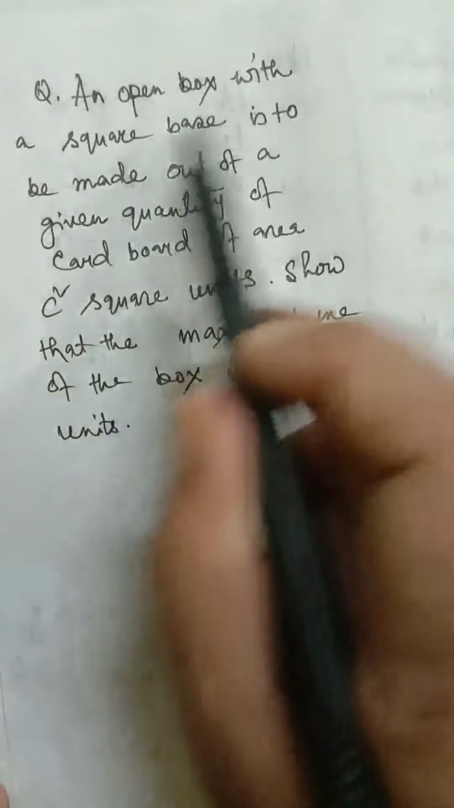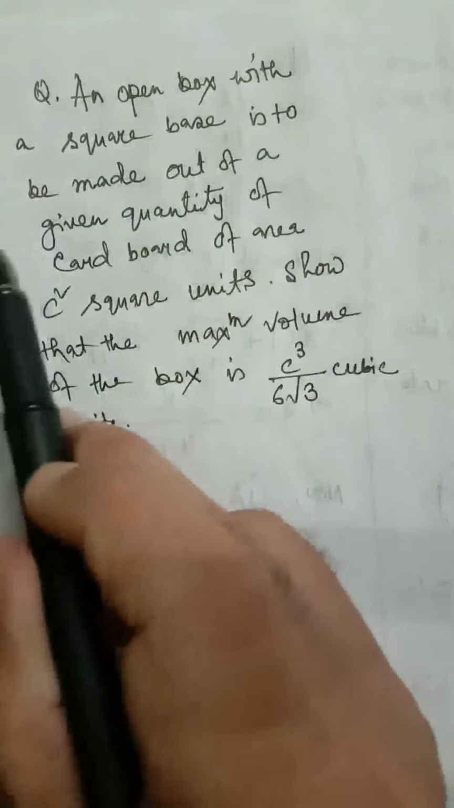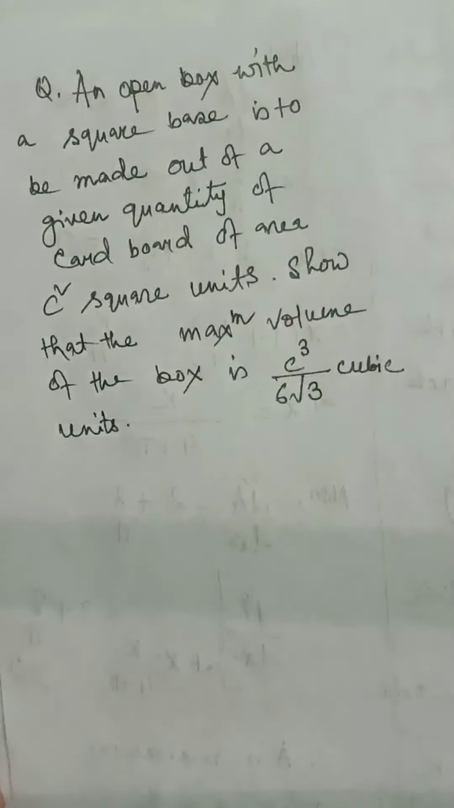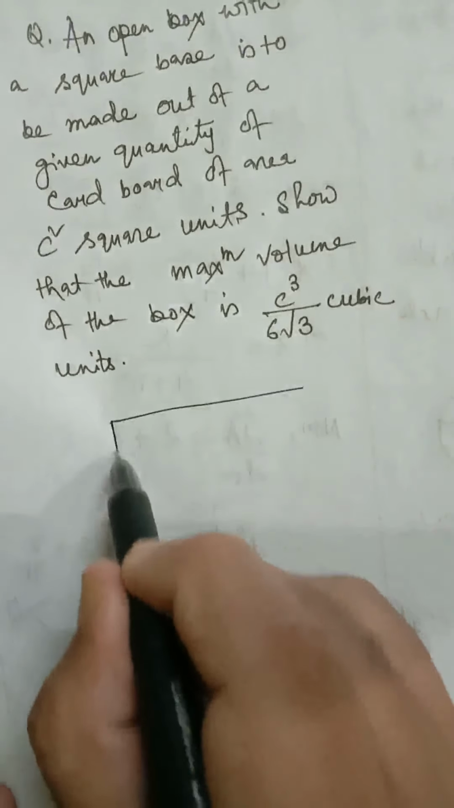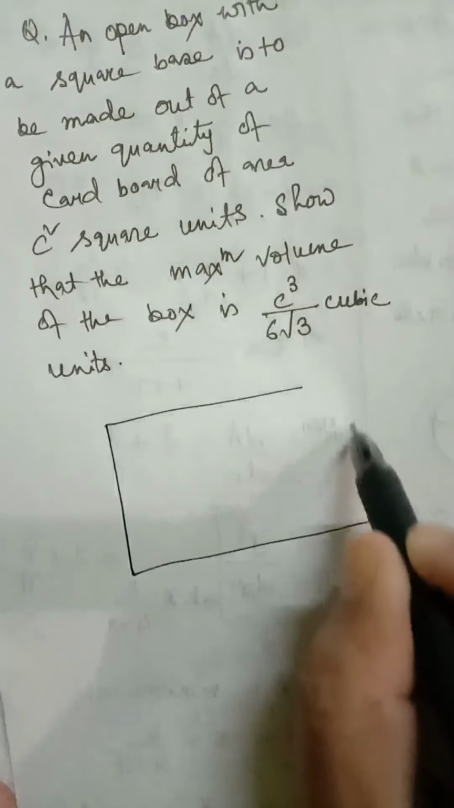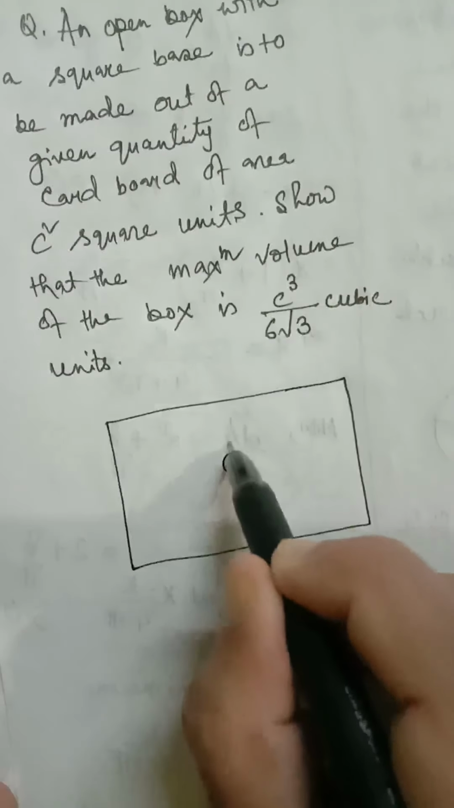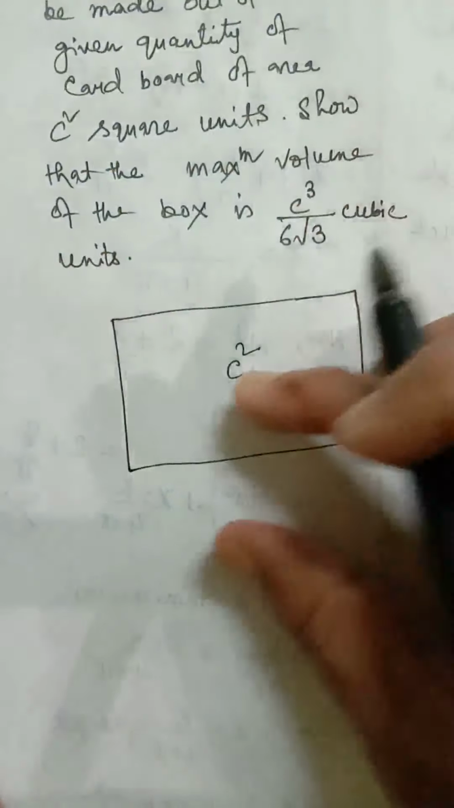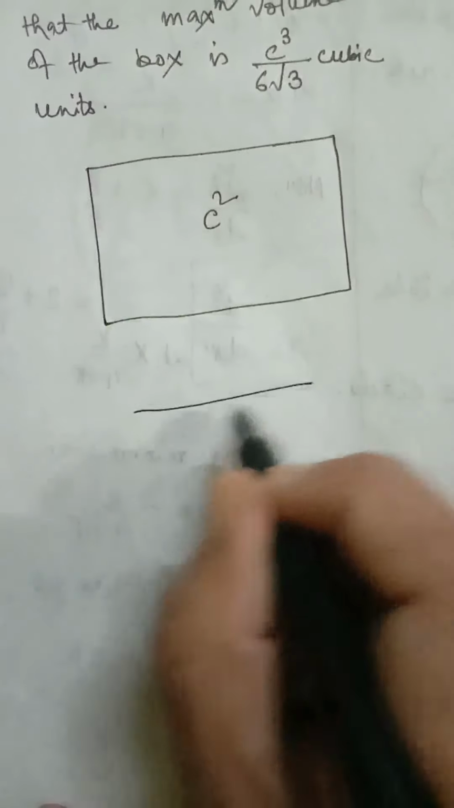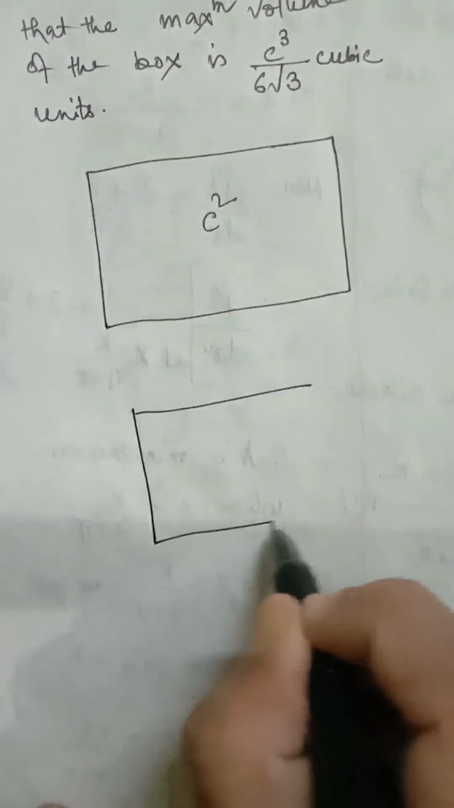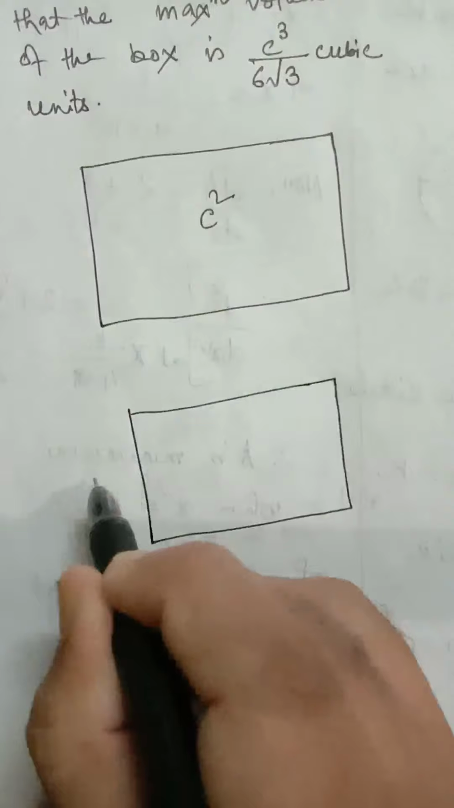An open box with a square base is to be made out of a given quantity of cardboard of area c square. Suppose this is a given quantity of cardboard. Its area is c square. Now with this cardboard, a piece of cardboard is given of area c square. With this, what we have to form? We have to form an open box.